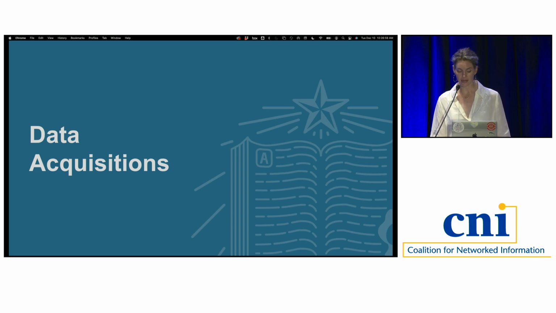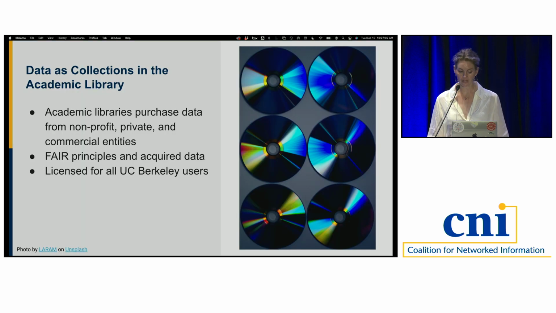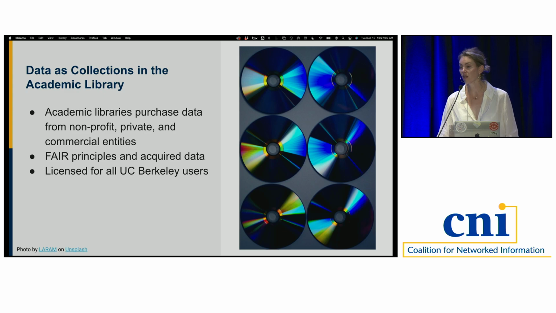So a little bit about data acquisitions at UC Berkeley and kind of in general. I think that data as part of the collection of an academic library is a relatively new concept. There will be some social sciences librarians out there who say that, well, I've been doing this for 50 years, which is true, but by and large, in the scope of things, purchasing data to be part of our collection in the academic library didn't start happening until relatively recently. But that's not to say that we haven't been working with data and metadata for a very long time.